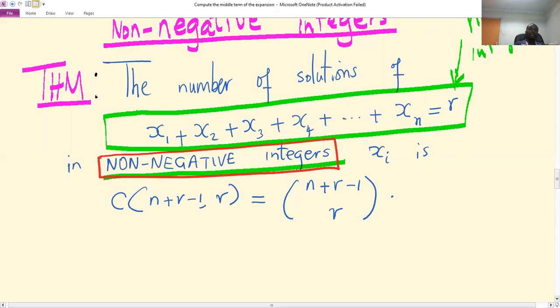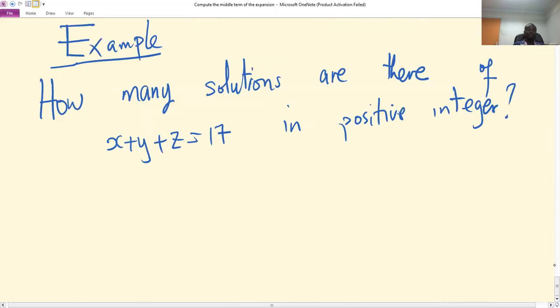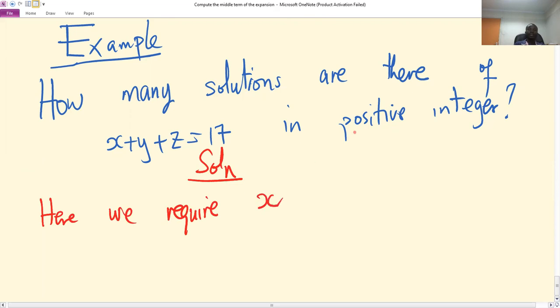So you are not just going to say n is 3 and r is 17 and put into the formula and then think you have the correct answer. You have to retransform the question to have the meaning of non-negative integers. So remember, when you say non-negative, we are including 0. If we say positive, we are excluding 0. So here we require, when they say positive integers, 0 is not part of the solution. Positive does not mean the same thing as non-negative. So here we require x to be greater than or equal to 1, y to be greater than or equal to 1, z to be greater than or equal to 1. That's the meaning of positive integers. So you start from 1 going up.